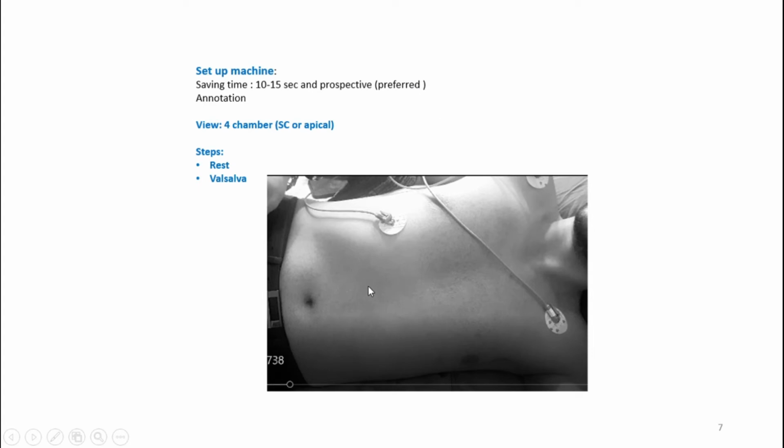Then we find a good four-chamber view. It doesn't matter if subcostal or apical. We go first subcostal. If we can't, we go apical. We use whichever window gives us a clear four-chamber, especially one where both atria and the interatrial septum are clear and obvious. Then we do the bubble study in two steps, at rest and with Valsalva.